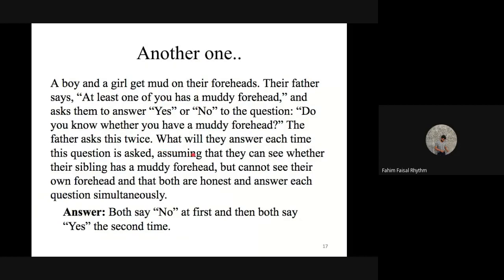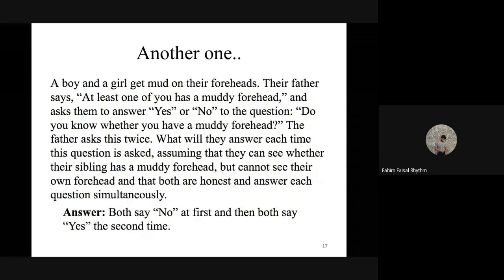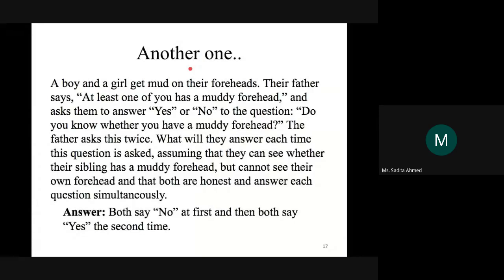Miss, I have a question. Yeah. Miss, was the actual scenario here that both of them have a muddy forehead, right? Yeah. We know that, but they don't know that. So we have to think from their perspective. What would be their answers, knowing the things that they know. Okay. Yes, miss. All right. Any other questions? Any remaining questions? No, miss. Okay. All right then.